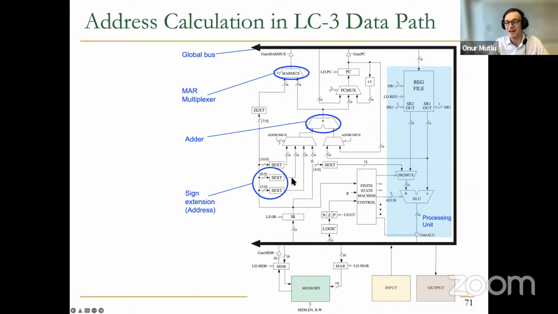So you can see the data path components involved in this, the sign extended part, this, and you need to ensure that this input is selected when you're executing LEA. You need to ensure this address 1 mux selects the PC input when you're executing LEA. And then there's an addition.